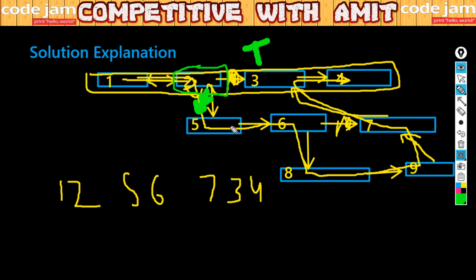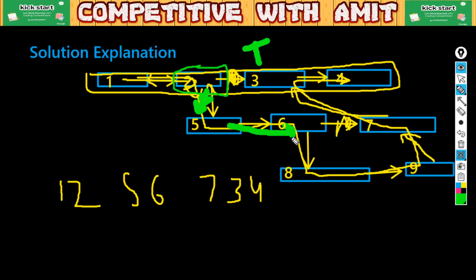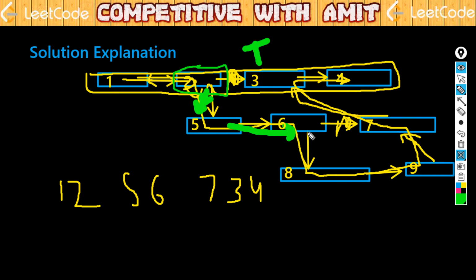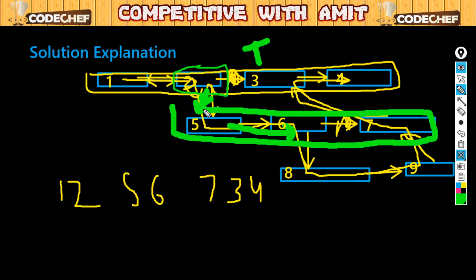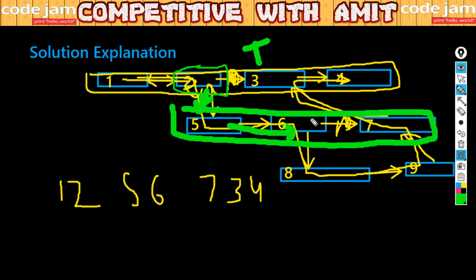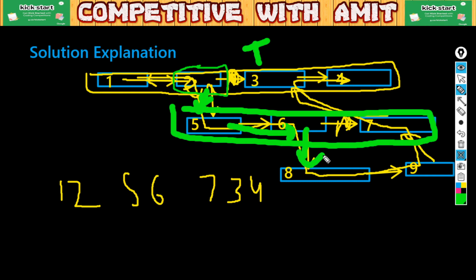Now we will do the same, or we will traverse. At any instance, if we find a child, we'll do the same thing. First of all, we will call this function again after we come to this. So now this will be treated as the main, and this will be the child.